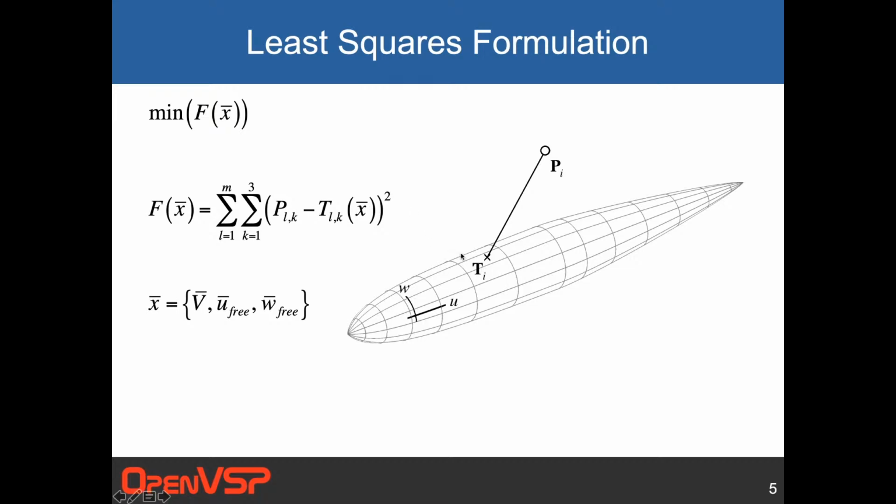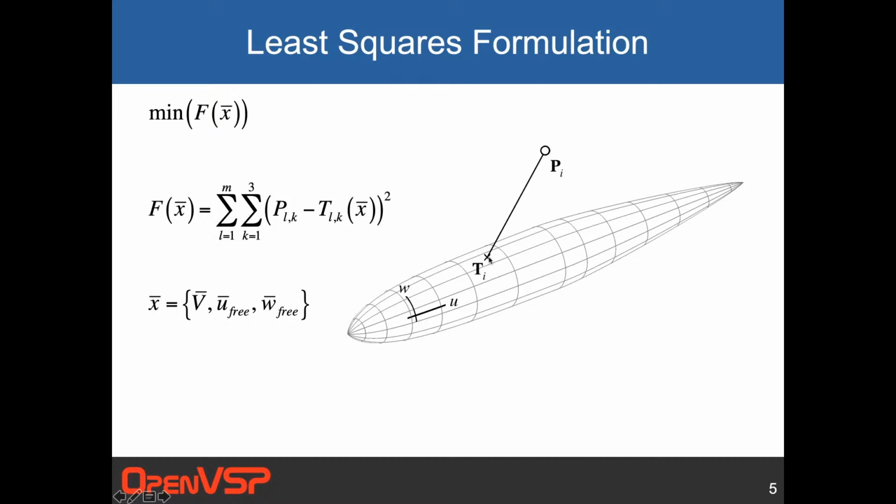The target points are what's moving. So the target points are really a function of x. The point cloud doesn't change. So that's why t is a function of x. And our x vector is the combination of our design variables, v, that we choose, as well as whatever the u-free and w-free parameters are. And I'll explain that a little bit more.